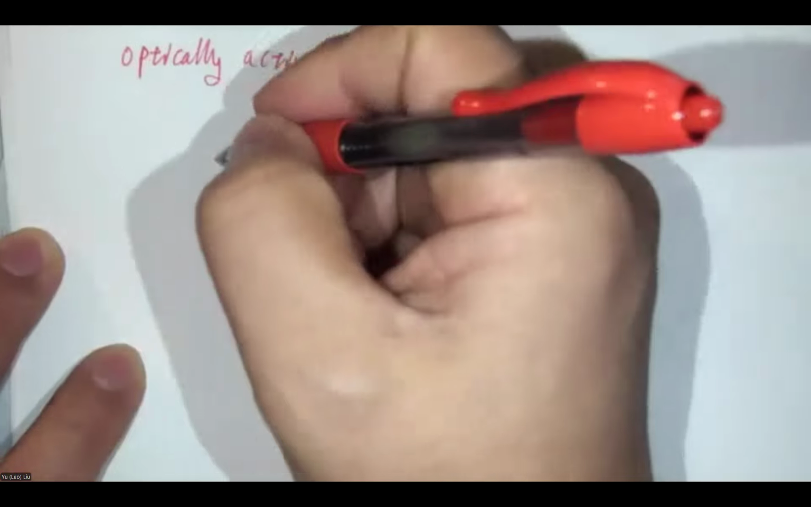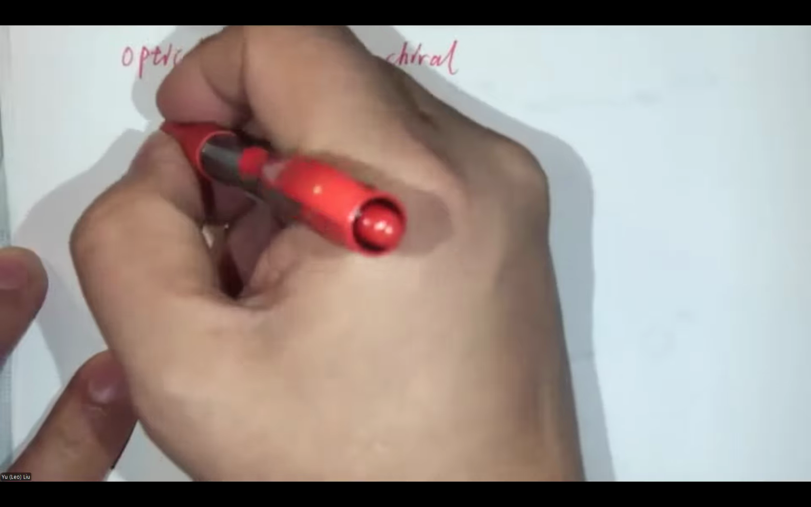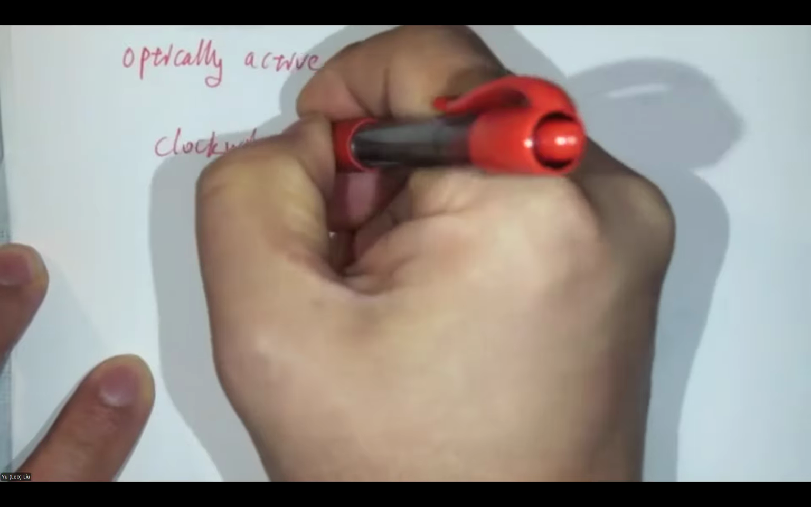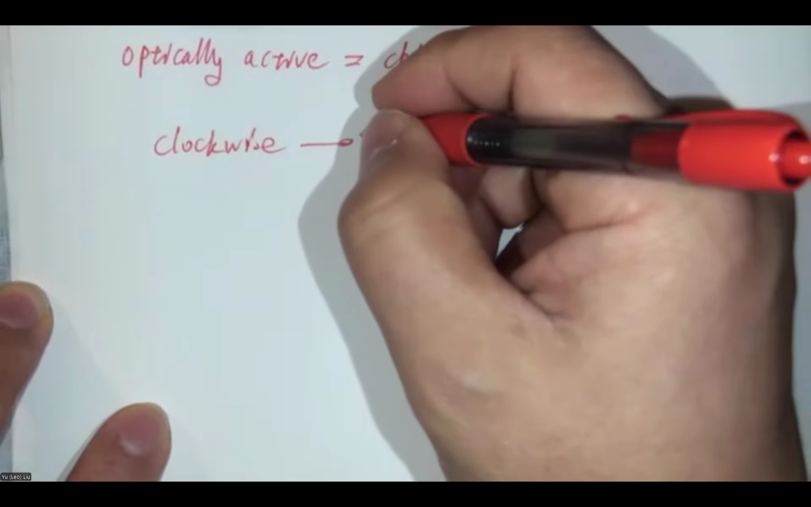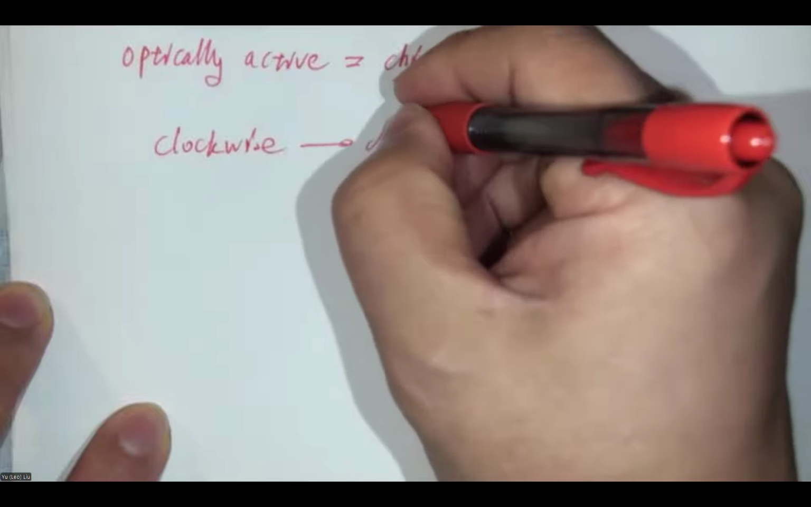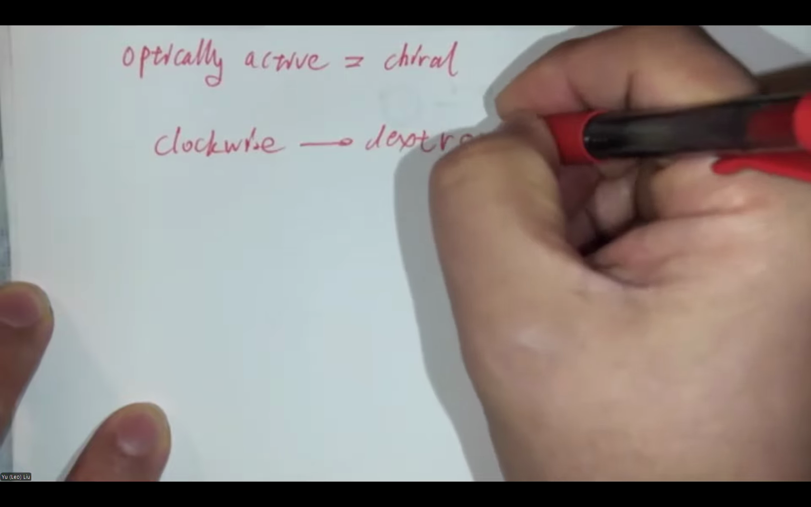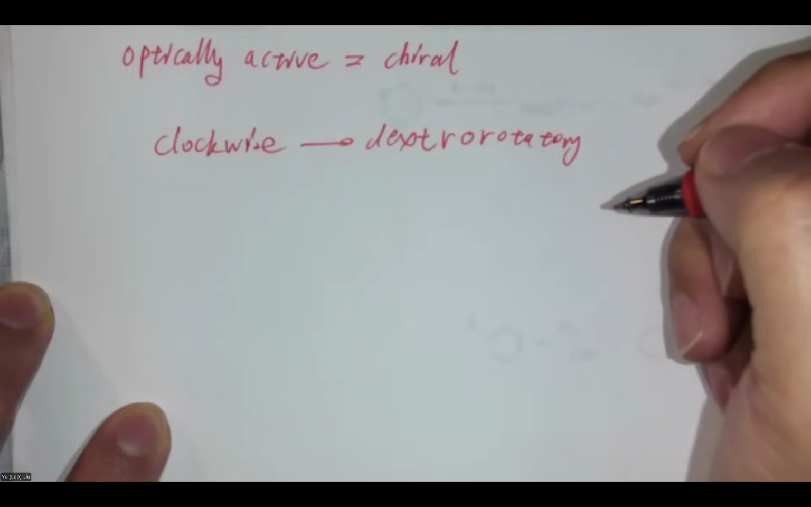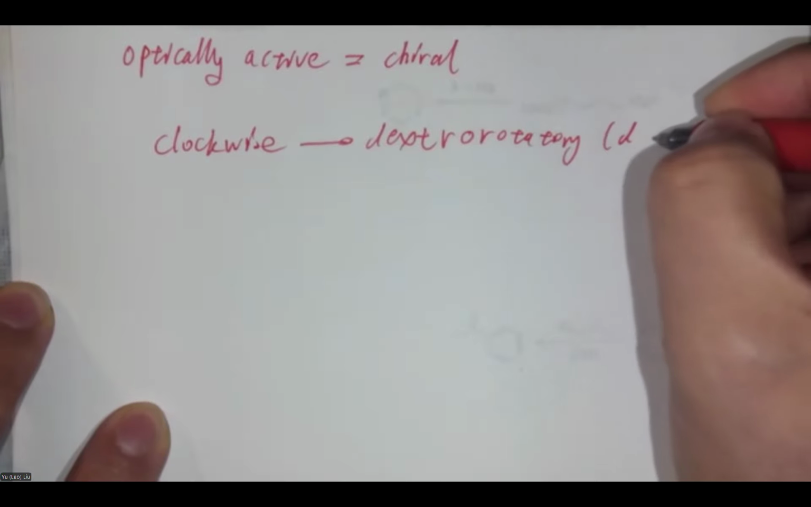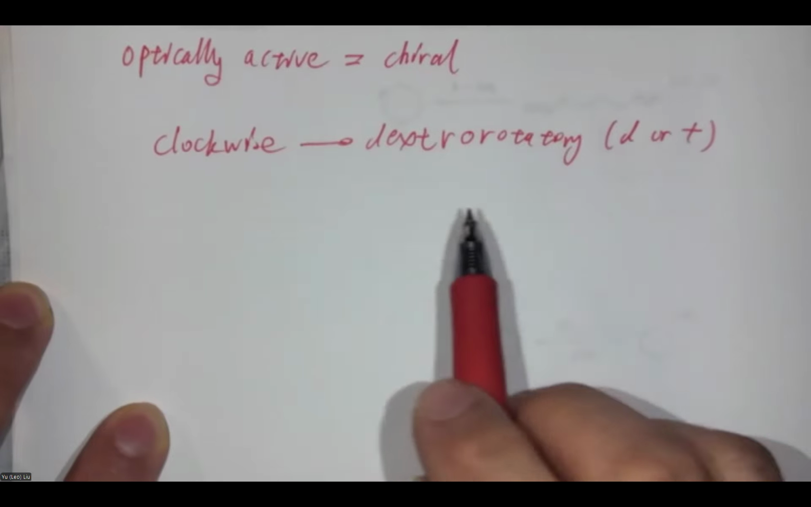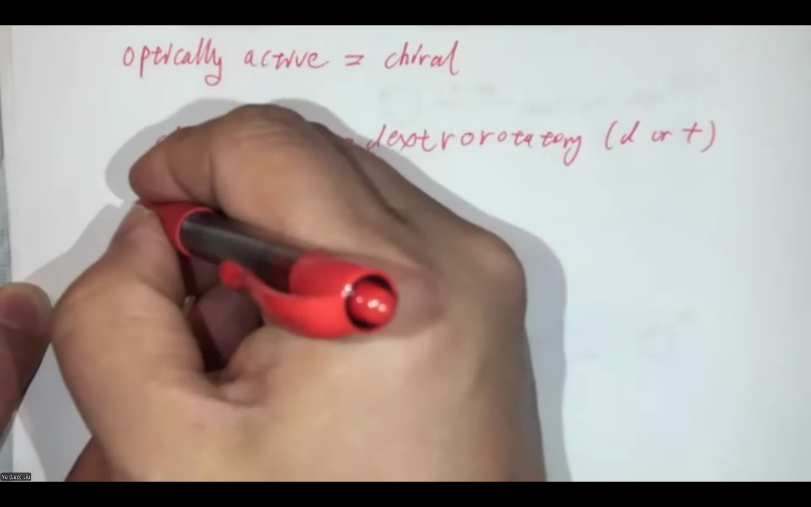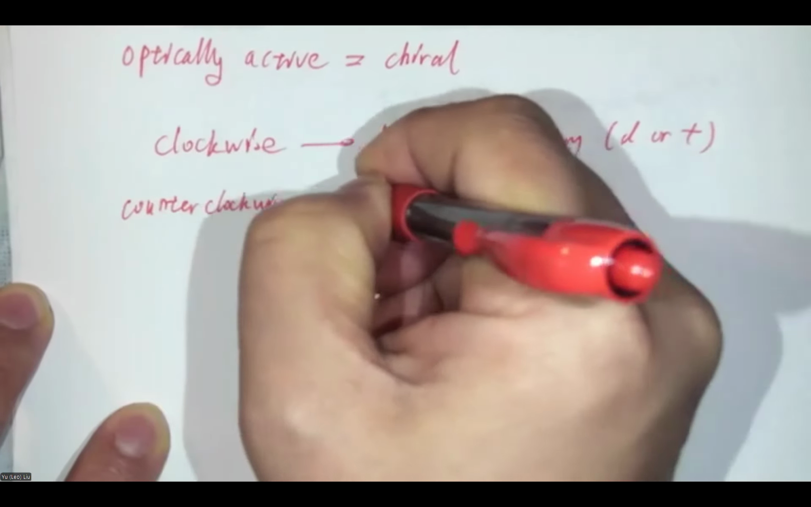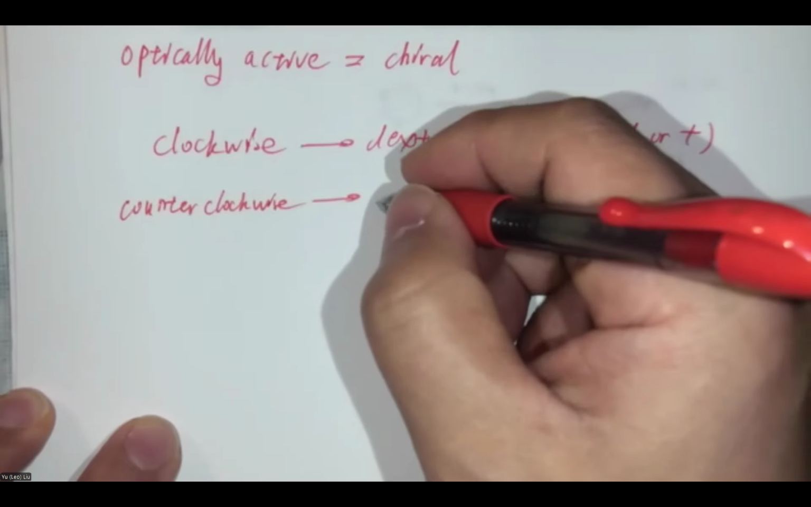So if a compound rotates plane polarized light clockwise, we call it dextrorotatory. Quite often people use D or just a plus sign to indicate dextrorotatory. If it's counterclockwise, then people call it levorotatory.